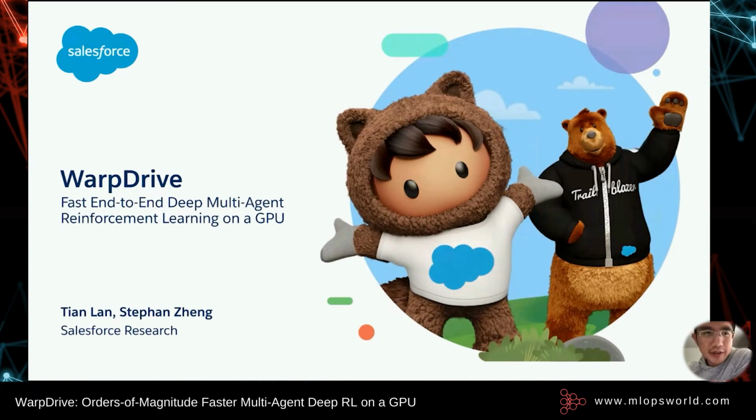And today we're here to tell you about WarpDrive, which is an open source framework to get fast end-to-end, deep multi-agent reinforcement learning on a GPU. That's a mouthful, so hopefully today we'll tell you about the motivation for building this software, and hopefully you'll get to work with it yourself if you think it's useful for your applications. Next slide, please, Tian.